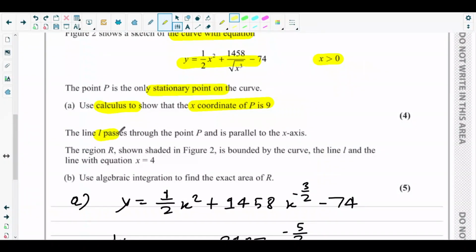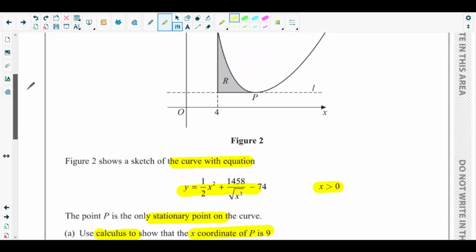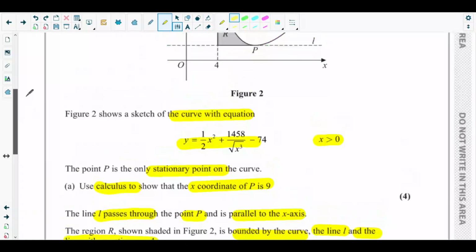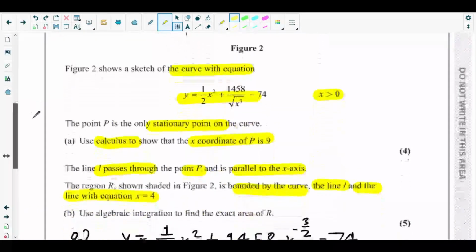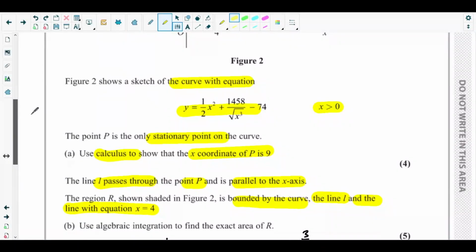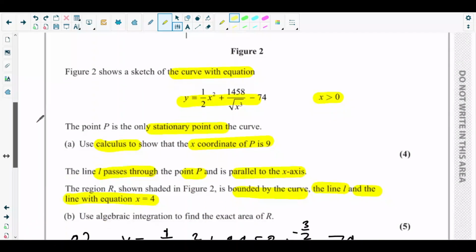The line L passes through the point P and is parallel to the x-axis. We can see on the figure, line L is parallel to the x-axis and it's passing through point P. The region R shown shaded in figure 2 is bounded by the curve, line L and the line with equation x equals 4. The region R is below the curve, above the line L, and to the right of the vertical line x equals 4.